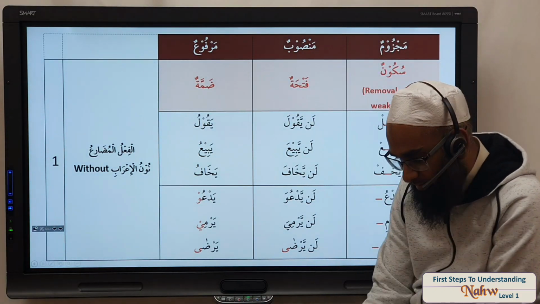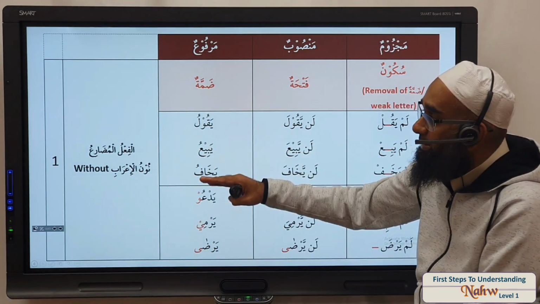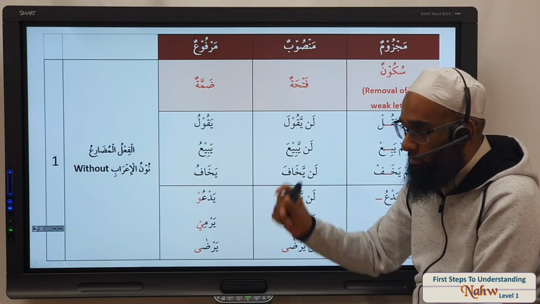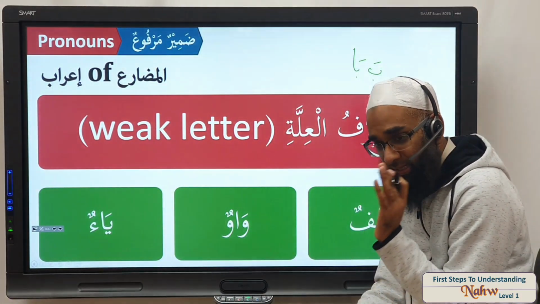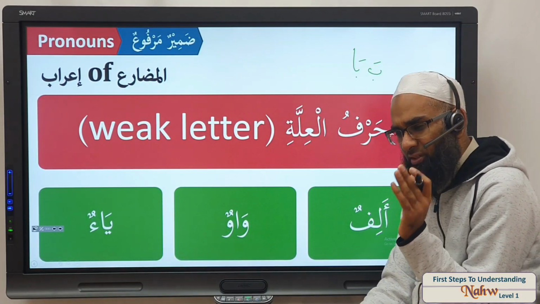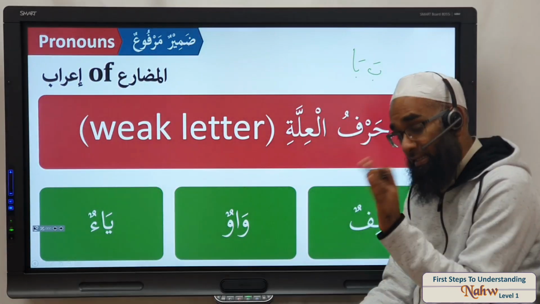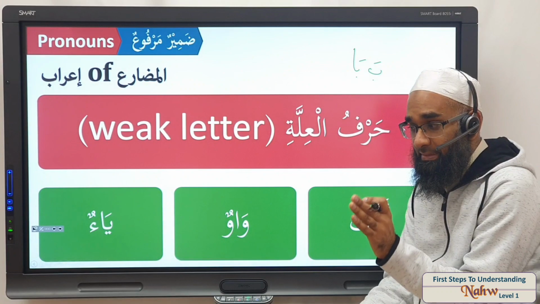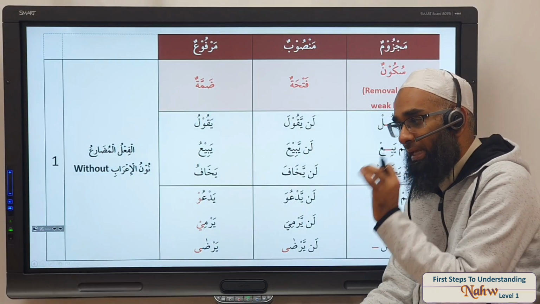Now, because of this, we have to make some changes. So now, we're still discussing the fa'il mudari without i'rab. If any verb has a harful illa, a weak letter, whether at the beginning doesn't matter. If the weak letter comes at the beginning, it doesn't matter in nahu. But if the weak letter comes in the middle or at the end, we have to do slight changes.